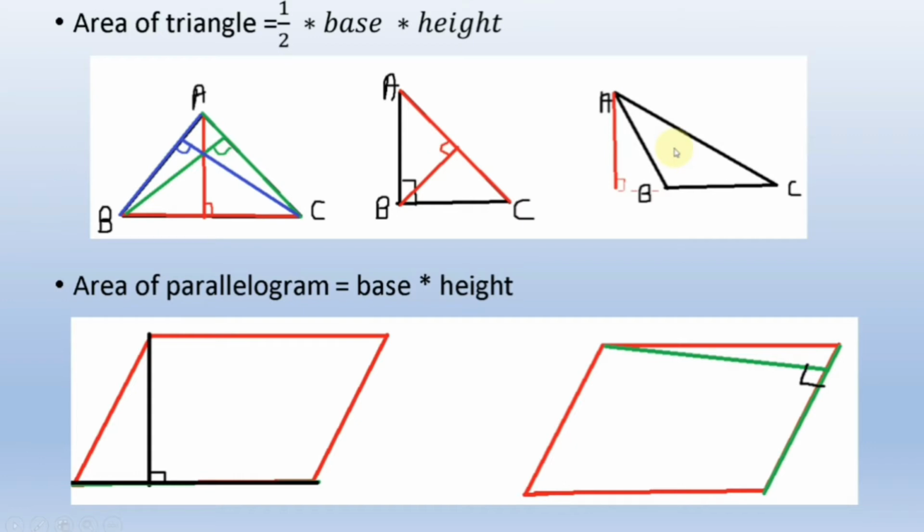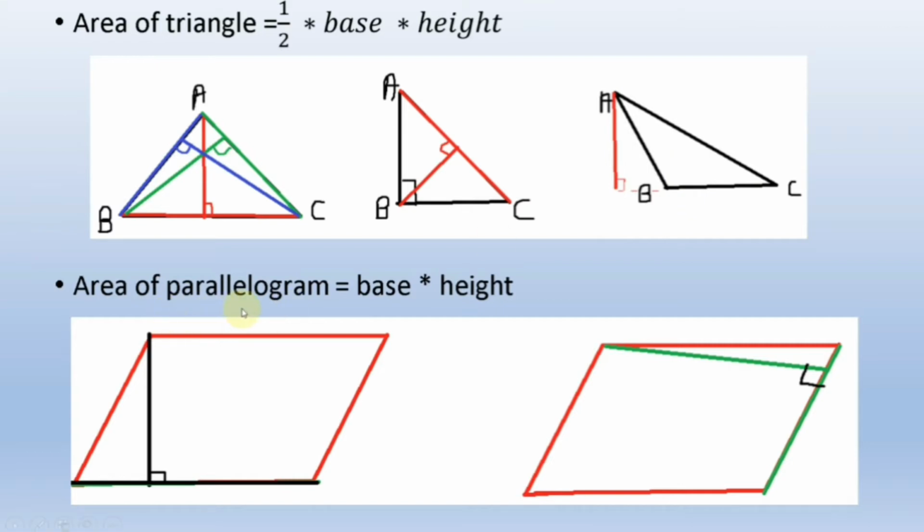Now in this obtuse angle triangle, your height will lie outside the triangle. So if I am taking BC as base, your height will be this red line. So it depends on the triangle and on which side you are taking, and the corresponding height you need to take to calculate the area.